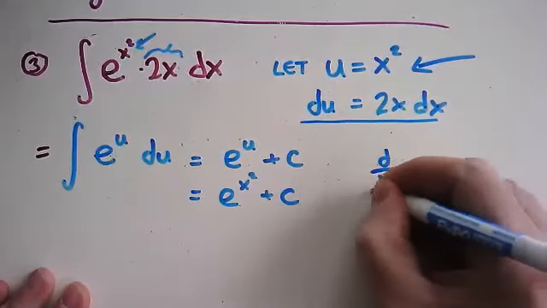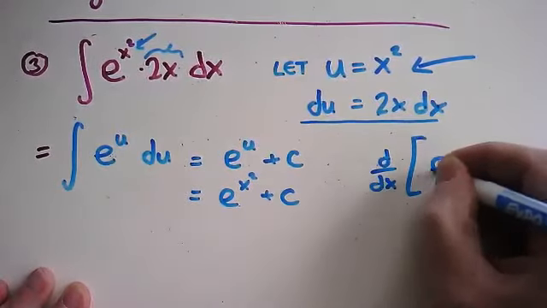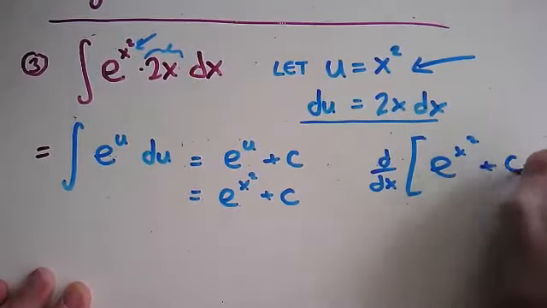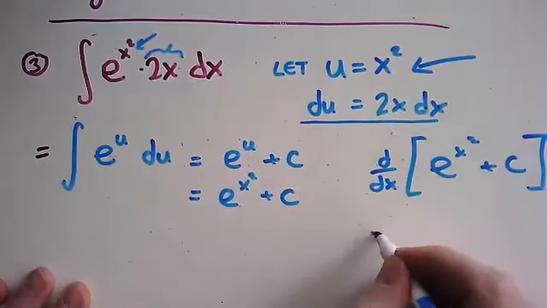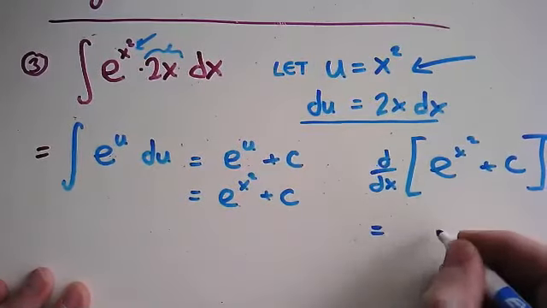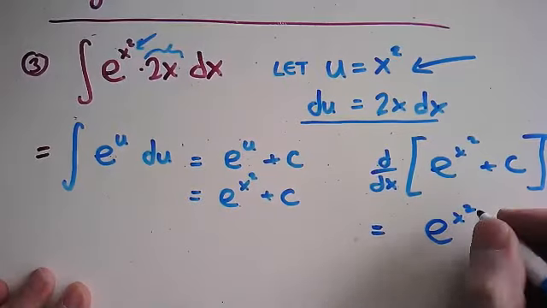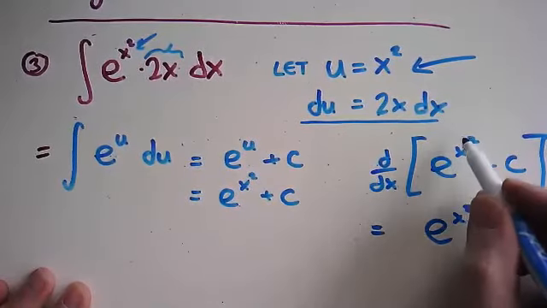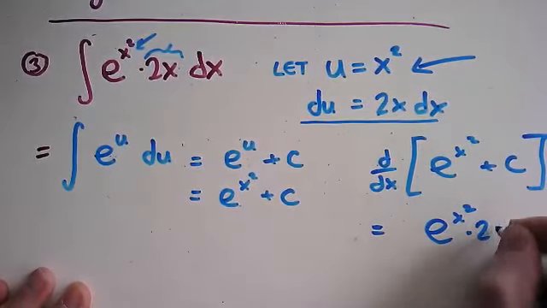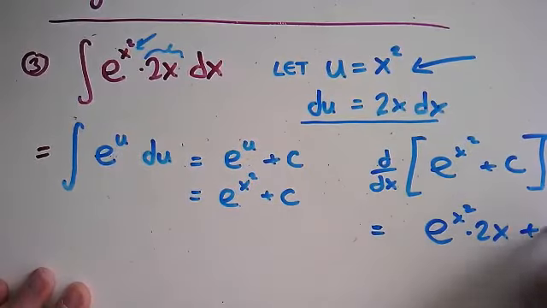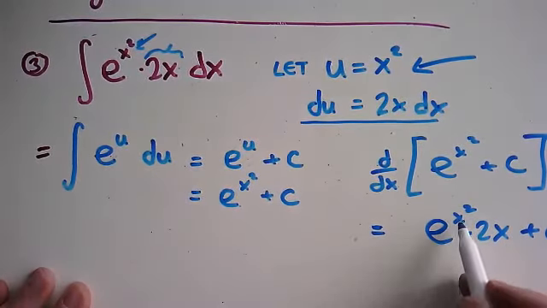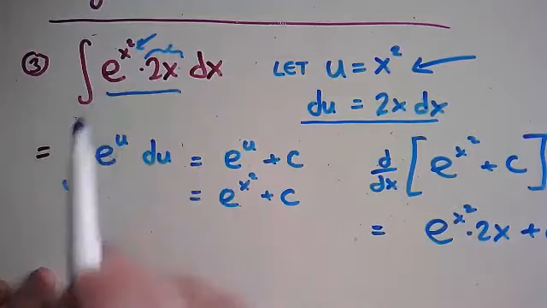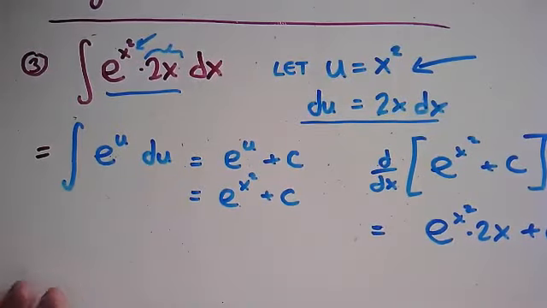And as a quick check, d/dx of e to the x squared plus c, well, by the chain rule, we'd have e to the x squared times the derivative of that power, so times 2x, and then plus 0. And sure enough, e to the x squared times 2x, that's exactly what we started with in the problem here.